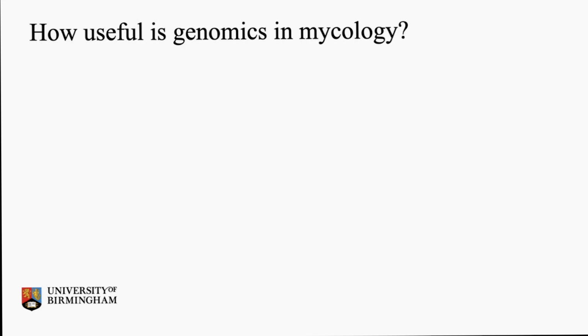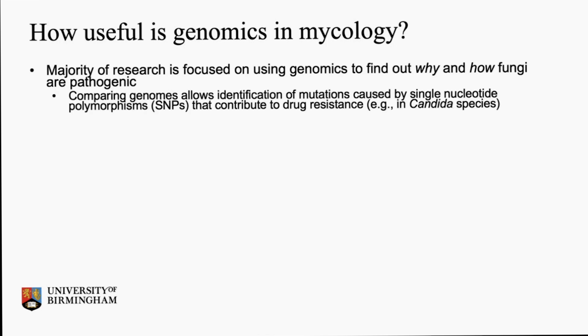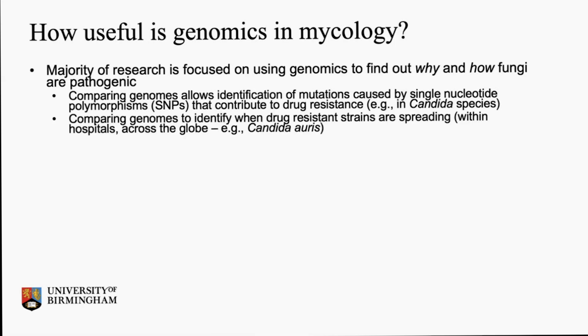Well, in terms of studying fungal pathogens, the majority of research is focused on using genomics to find out why and how fungi are pathogenic. We can do this by comparing genomes to identify mutations caused by single nucleotide polymorphisms, SNPs, that contribute to drug resistance. We can compare genomes to identify when drug-resistant strains are spreading, for instance within hospitals, but also on a larger scale across the globe.